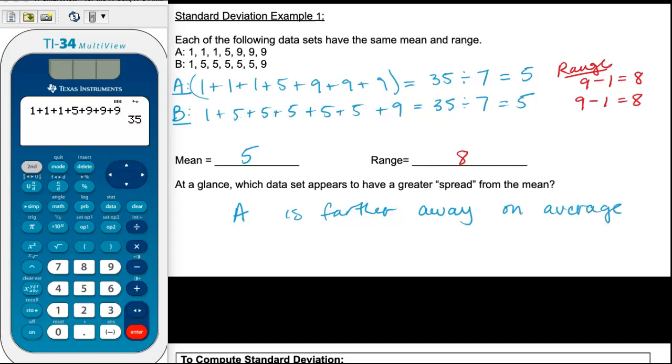If we look at each data value and think about the mean being 5 in the middle, 9 is 4 away from 5, 1 is 4 away from 5, whereas in this data set, most of the values are exactly the mean, and there are only 2 that are far away from 5. So A has more values that are farther away from average than set B. What we're going to do now is compute the standard deviation for each data set, and that will give us more information in terms of the spread, since the range is not helping us differentiate the spread at all.